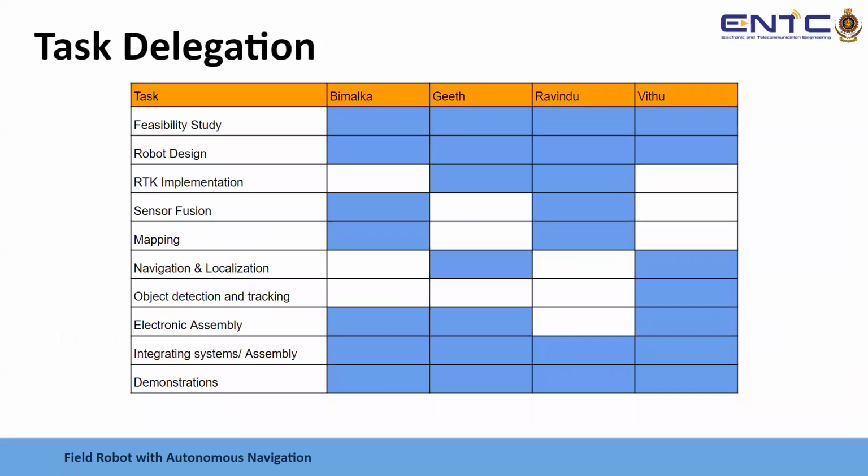Speaking about the task delegation, the feasibility study, robot design, the integration system and demonstration will be done by all four of us, and the main other aspects such as RTK implementation and sensor fusion, mapping, navigation, object detection will be divided among us. Geeth and Ravindu will be looking after RTK implementation. Sensor fusion will be done by Bimalka and Ravindu. Mapping will be done by Bimalka and Ravindu. Navigation and localization by Geeth and myself, and object detection by Geeth and myself, and also electronic assembly by Bimalka, Geeth, and myself.